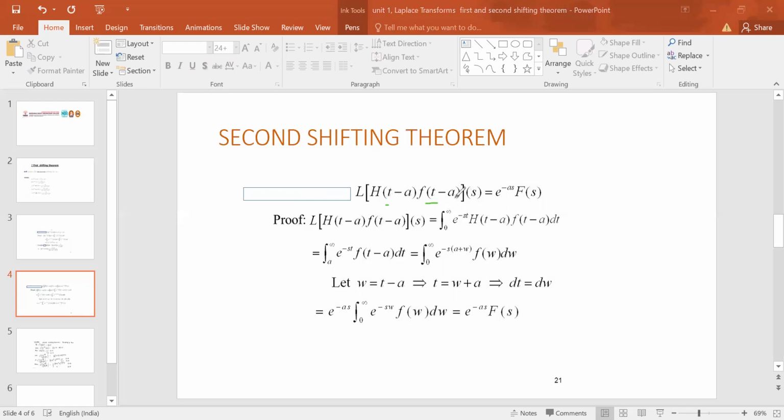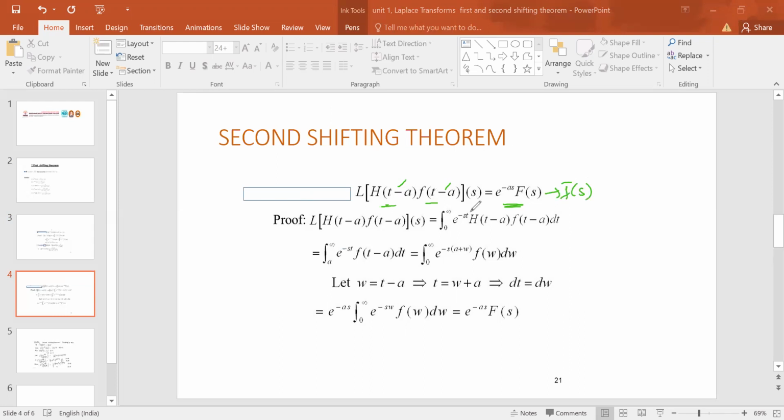Here again two functions are in product. And the terms inside the functions are defined in the same way, like t minus a. But the two functions are different. One is h and another is f. So then how to evaluate this? The Laplace transformation of h of t minus a and f of t minus a is defined as e power minus as into F of s, which can also be considered as f bar of s.